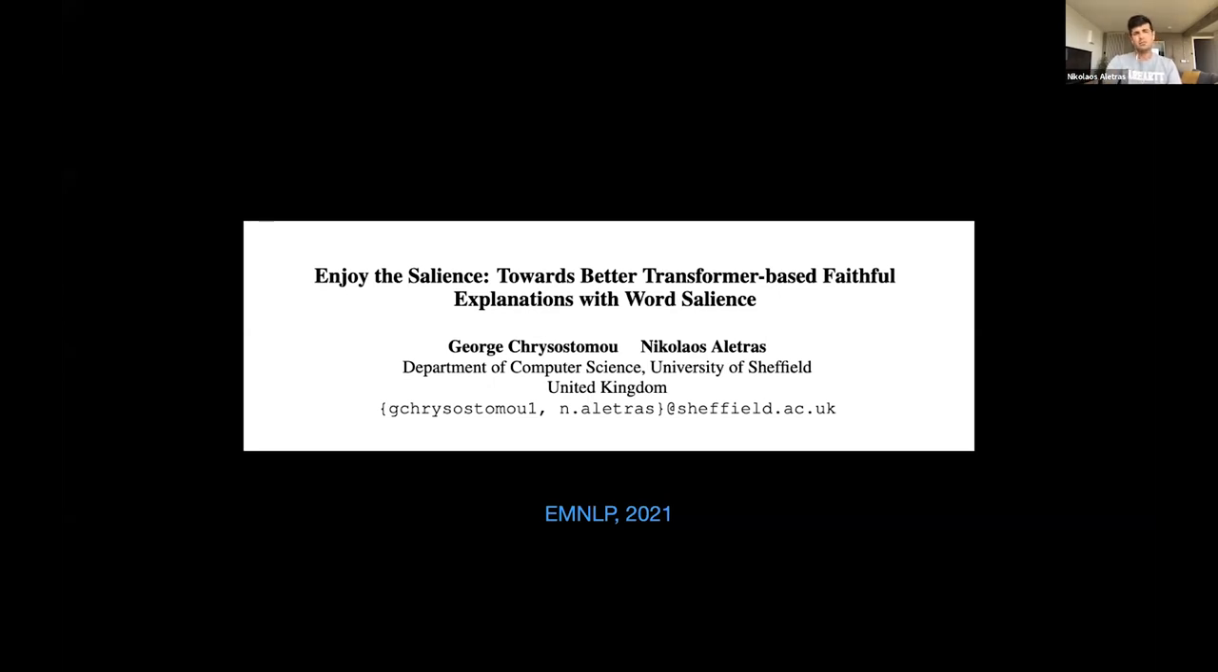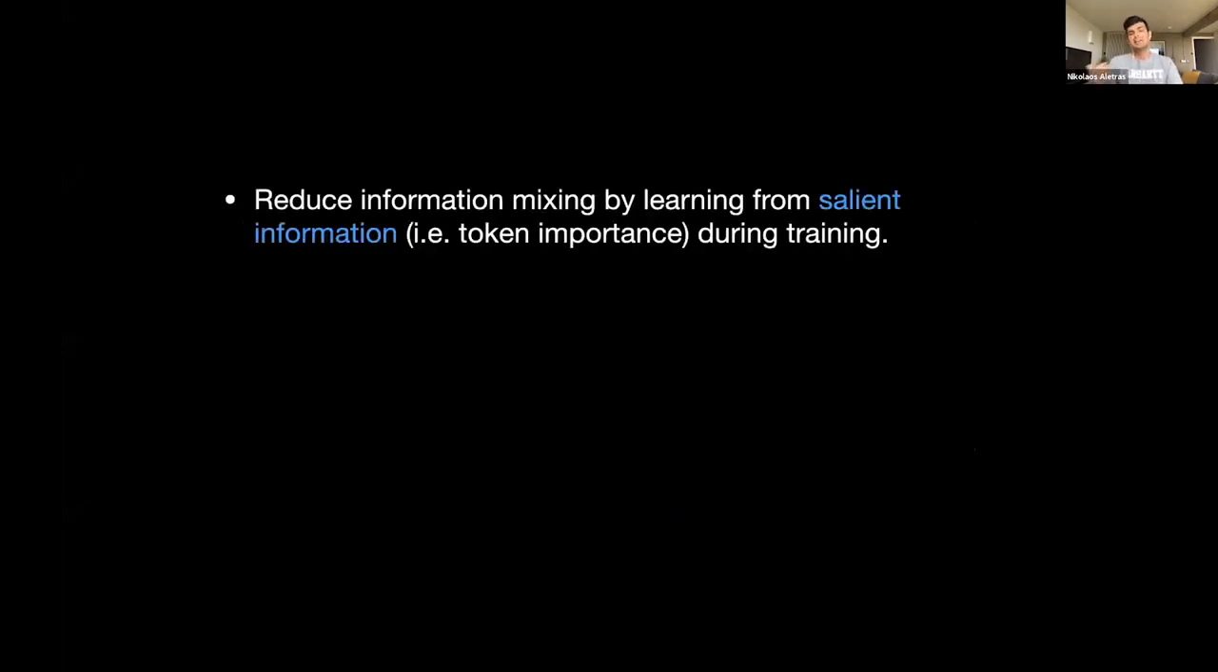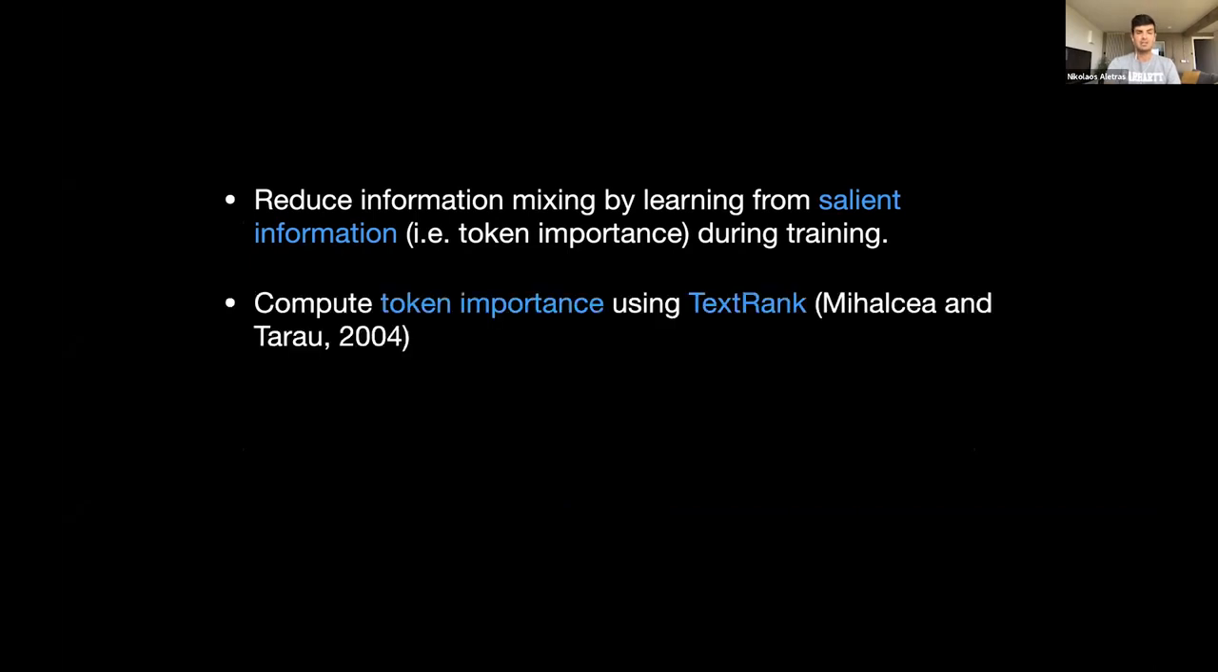So now, instead of changing the encoder or introducing a new component in the loop, we just have an auxiliary loss function to improve the faithfulness. Again, the same idea is that we have information mixing, and we want to learn salient information to reduce this information mixing that happens during training.